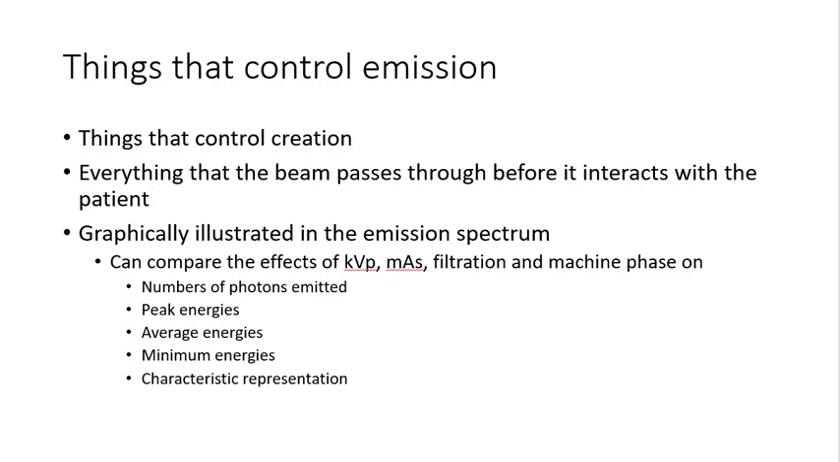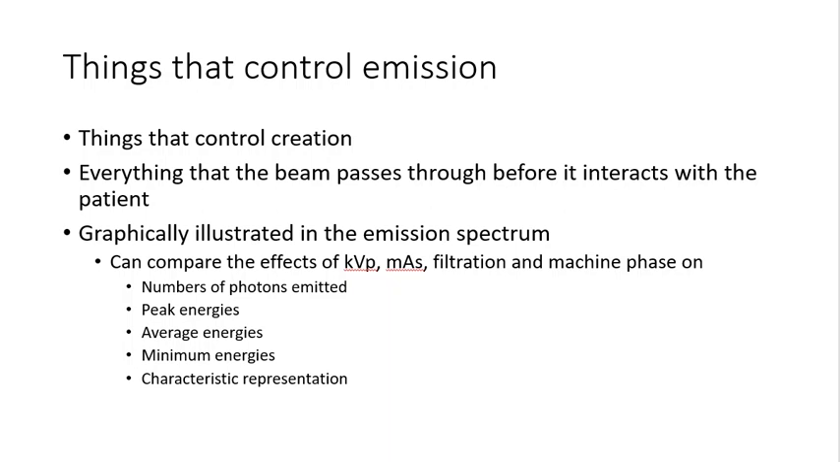Emission, on the other hand, is emission from the X-ray tube. So everything that the X-ray passes through before it interacts with the patient is going to absorb some X-rays. By the time the X-ray beam gets through the collimator housing, it's going to be greatly different than what it was at the target itself.